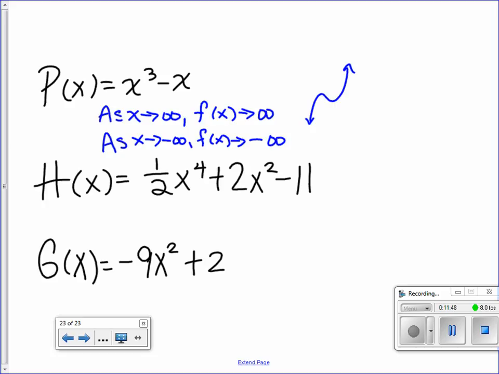Right, what about this one? First of all, is this even or odd? Even. Positive or negative? Positive. Positive, even. So, as x approaches infinity, what happens with f of x? It approaches infinity. As x approaches negative infinity, what happens with f of x?